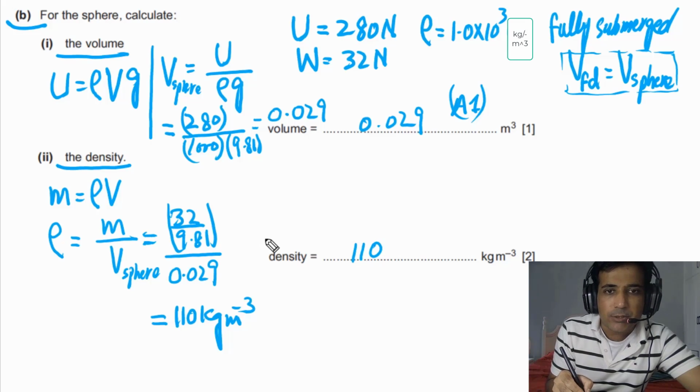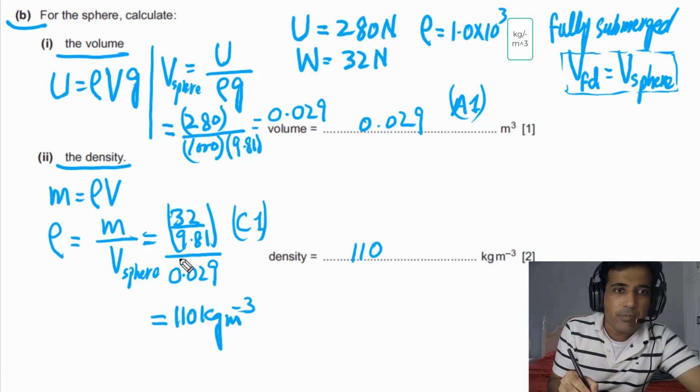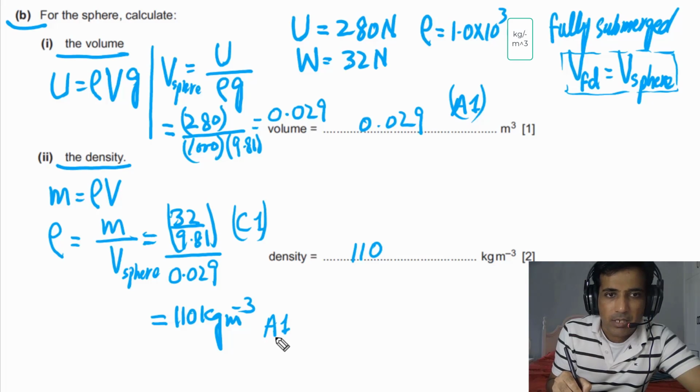This question has 2 marks. You will get first mark if you have written this step. Means you have entered value of mass and volume. And the second mark is answer mark. If you have got the right answer, you will get 2 marks.